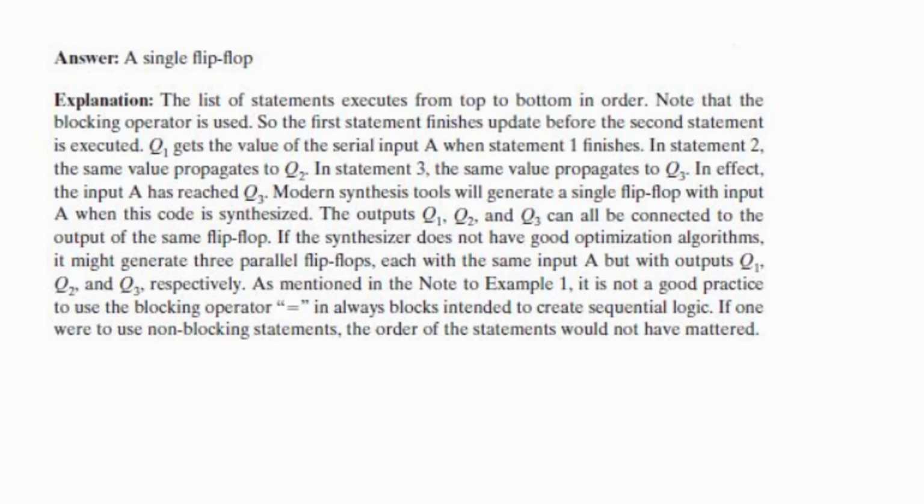As mentioned in example one, it's not good practice to use a blocking operator in an always block intended to create sequential logic. So try not to use the = operator in creating sequential blocks, and also try not to use the non-blocking assignment operator, that is <=, in combinational circuit blocks. That's a good coding practice to be remembered.